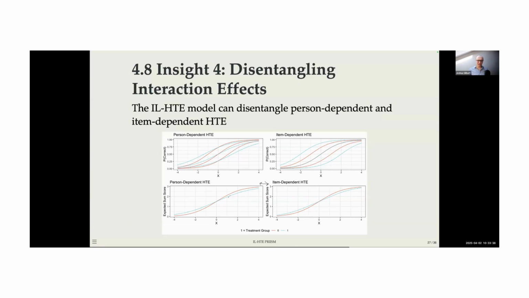What's the problem? Well, let's look at the item level, which is the top row. I'm now showing the probability of a correct response on each of the 3 items of the test.